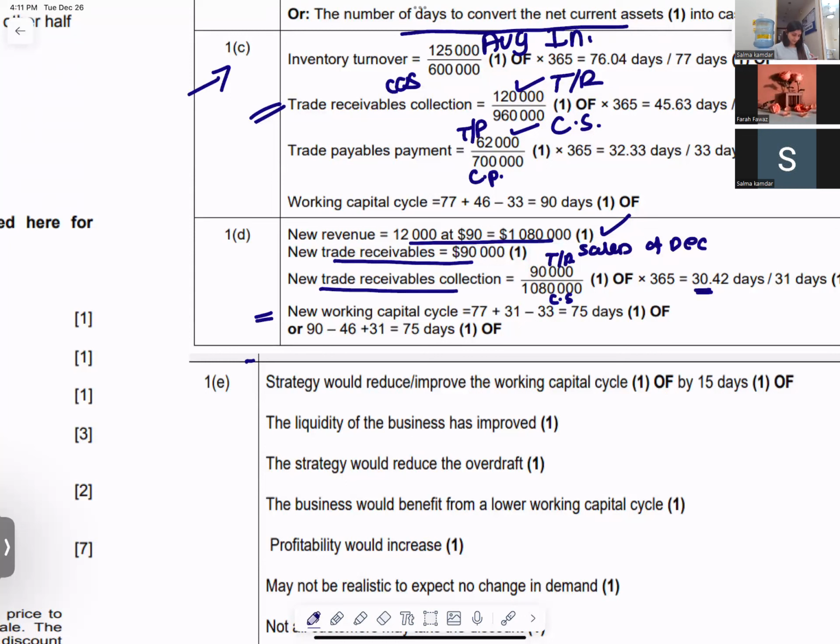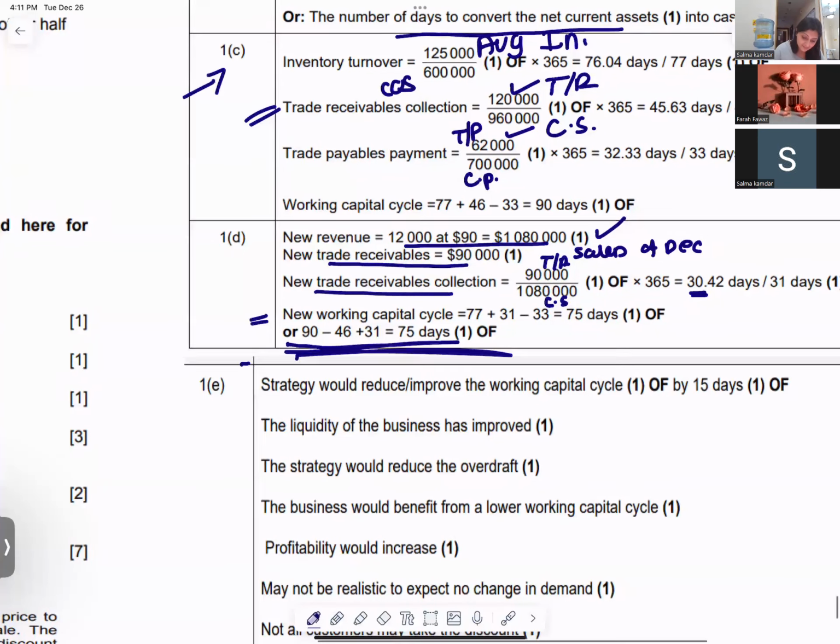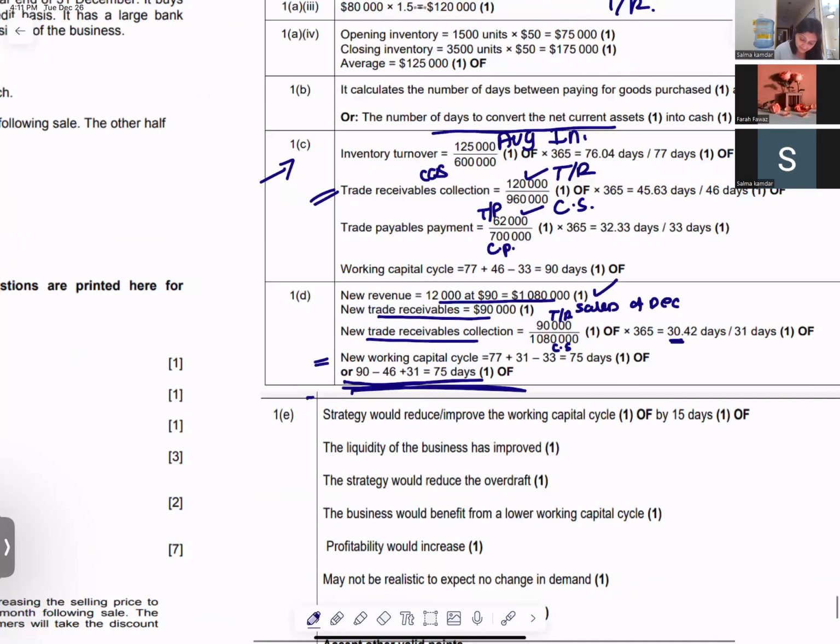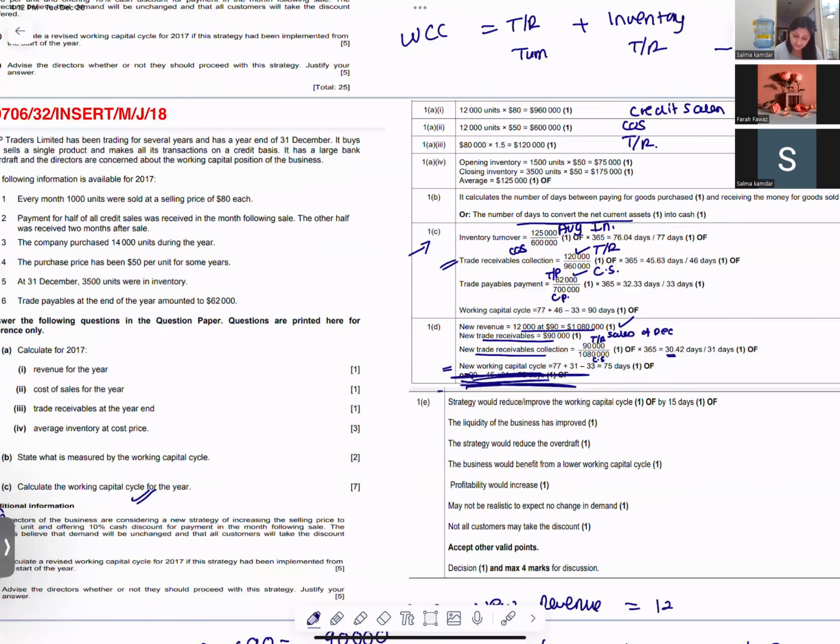It is 77 plus 31 minus 33. So how many days is it? 75 days. What is this? What are they giving here? Even I was about to ask, what's the difference? Nothing. I don't do it that way, so we will stick to our method.